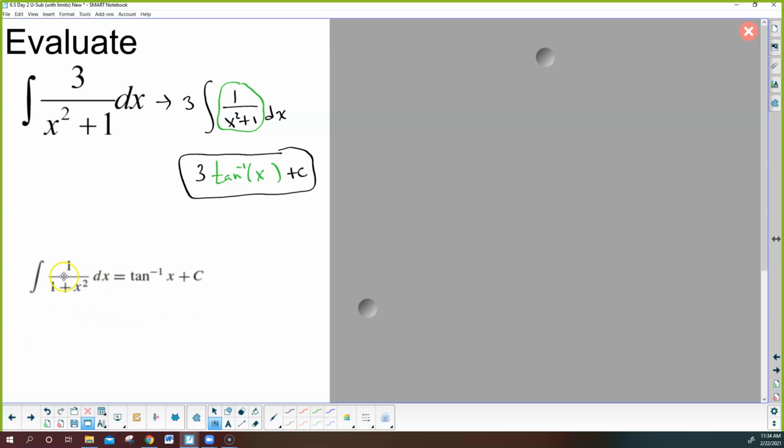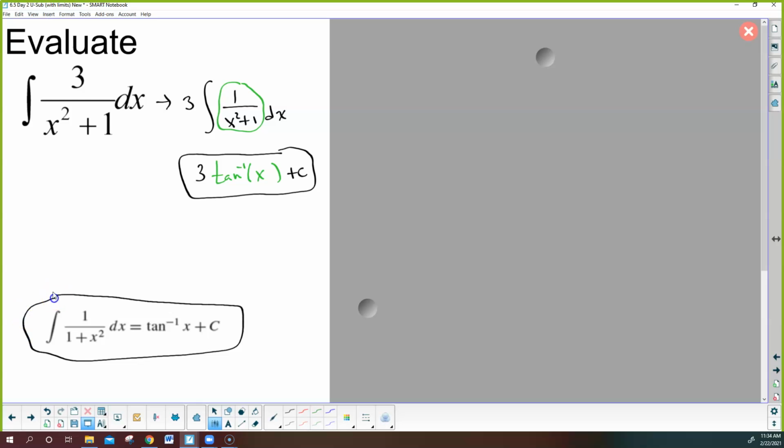Here's the rule, by the way. This is from that chart on page 439 that I showed you the other day. If you see 1 over 1 plus x squared, now notice these are flipped, but it's addition. So I could rewrite this as 1 plus x squared and it would match. So I would just say, this is my rule. Whenever I see this, which by the way, we are going to see today, that's why I'm showing it to you now. The antiderivative of 1 plus x squared is tangent inverse.